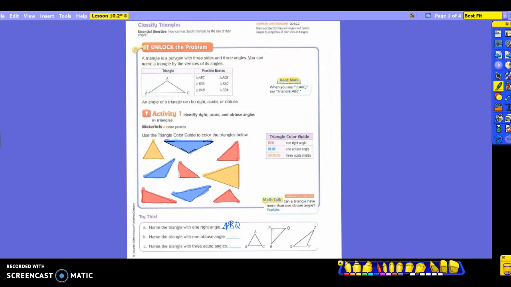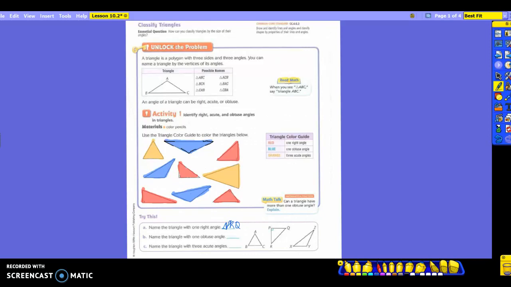So on a triangle, does it matter which one you start with? See, when we did our angles, we had to make sure that our vertex was in the center, right? Well, when you have a triangle, you can start anywhere on that triangle. Because there's 3 sides, it doesn't matter which one we start with.